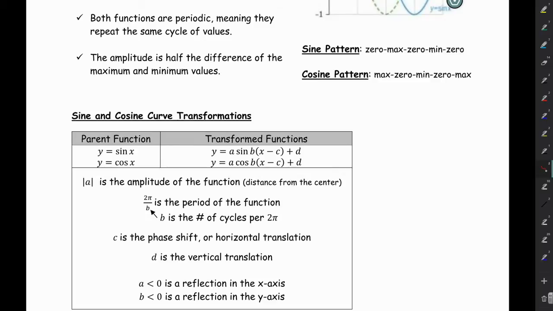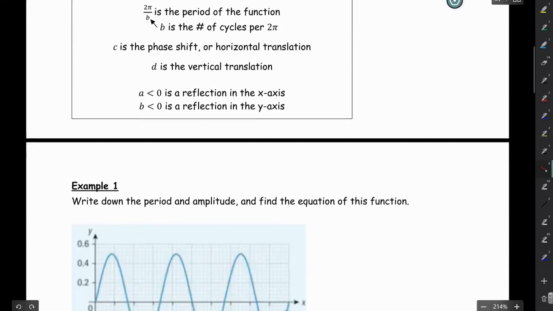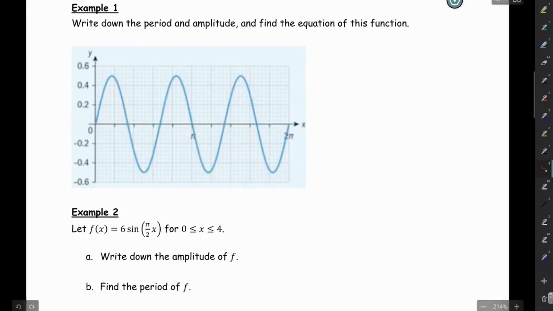If we look at sine and cosine curve transformations, the absolute value of A is the amplitude, the distance from the center. 2 pi over B gives us the period of the function. B is the number of cycles per 2 pi. C is the phase shift, or the horizontal translation. D is the vertical translation. If the value of A is less than 0, we reflect over the x-axis, and if the value of B is less than 0, we reflect over the y-axis. All right, let's get right into looking at some of these different sine and cosine curves.